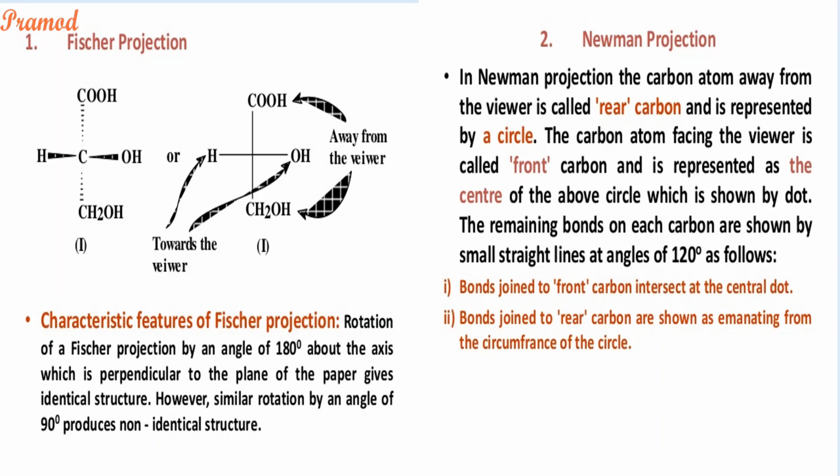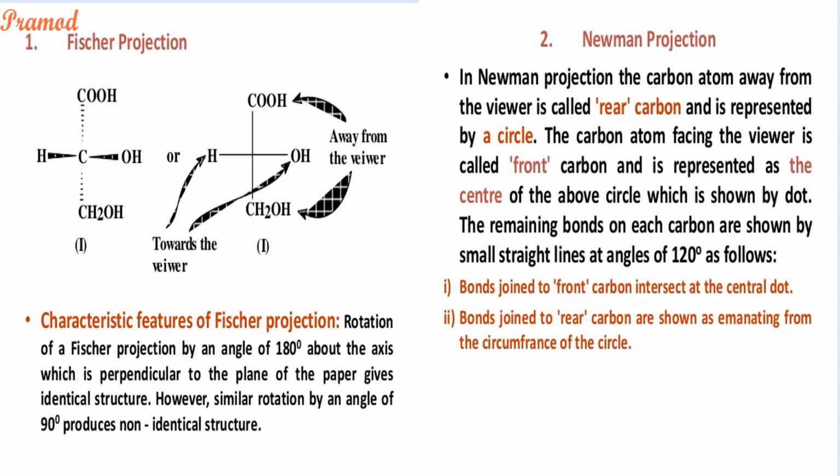When you rotate the Fischer's projection formula by 180 degrees, you get an identical compound. A rotation of 180 degrees about the axis perpendicular to the plane of paper gives an identical structure, whereas when a similar rotation is done by 90 degrees, you get a non-identical structure. This has to be remembered. So rotating by 180 degrees gives identical compounds, and rotating the same compound by 90 degrees gives a non-identical one. So this is your Fischer's projection: towards you is shown with wedges on the horizontal line, and the dotted line represents away from the plane. Now let's go to the second projection formula, Newman's projection.